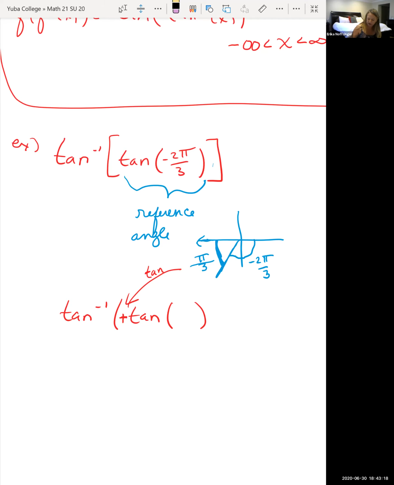So tangent of pi thirds, tangent of 60 degrees, that's root 3. And so now we have to think about what angle gives us back root 3, and it has to be between negative pi halves and pi halves. Well, I know it's between 0 and pi halves because it's a positive number, and that would be just pi thirds.